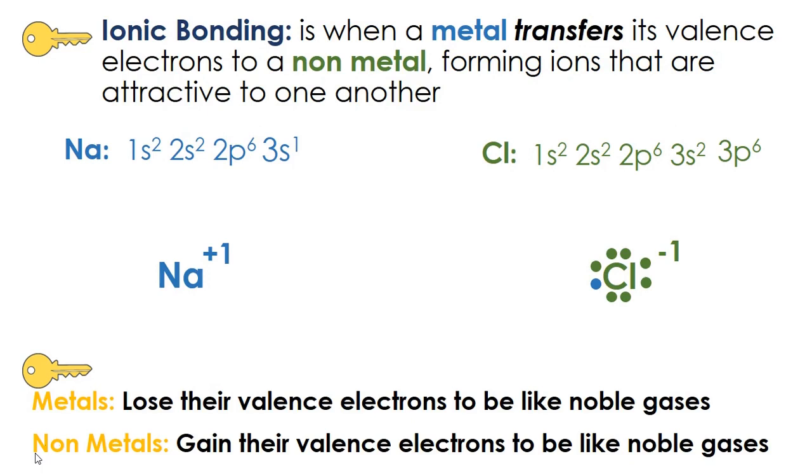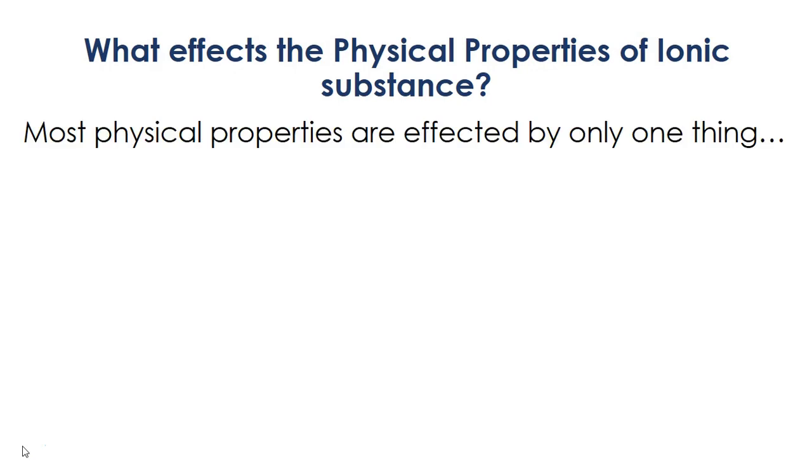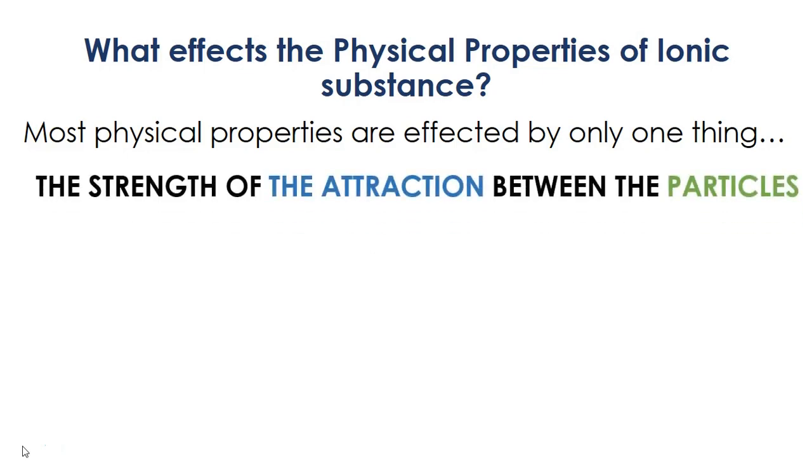These two particles, because they're oppositely charged, are going to be attracted to one another, and that attraction is called an electrostatic attraction. In this video, we're not really going to talk about how ionic bonds form, but about the physical properties that affect the ionic substance once the ionic bond is already formed. The good thing is that most physical properties are only affected by one thing, and that one thing is the strength of the attraction between the particles.